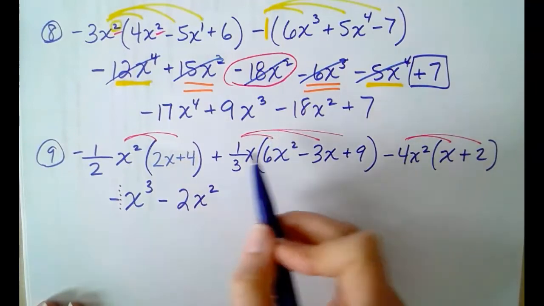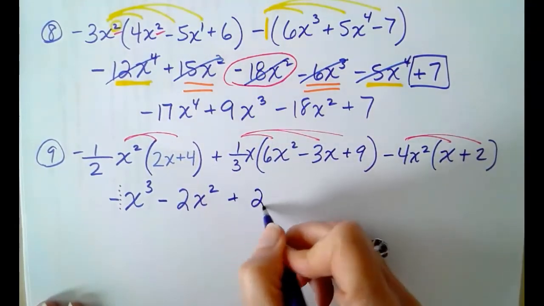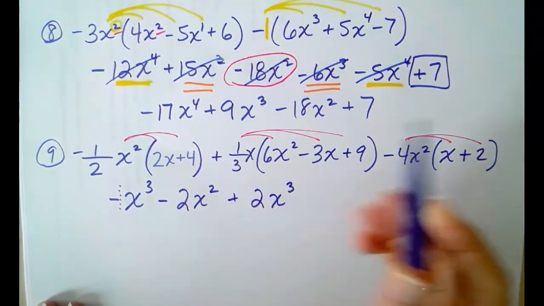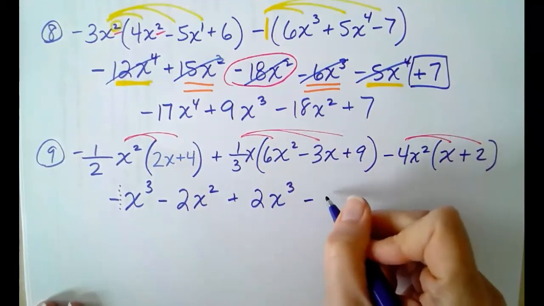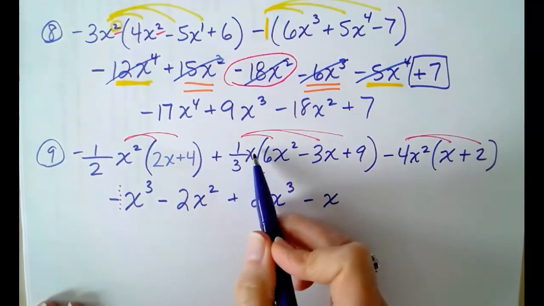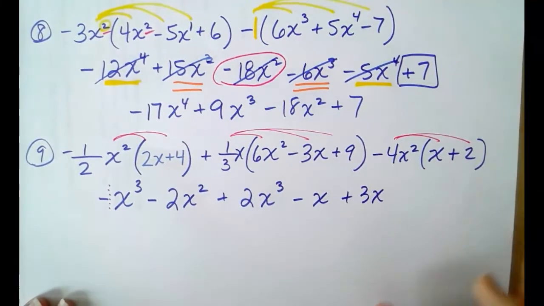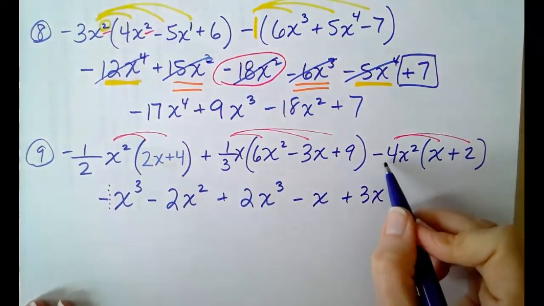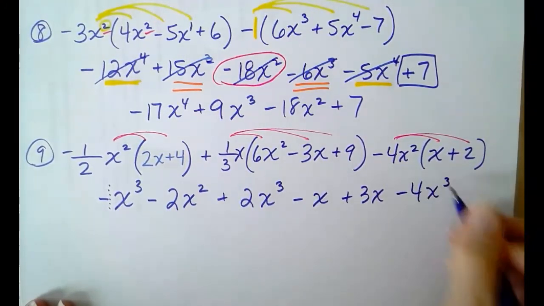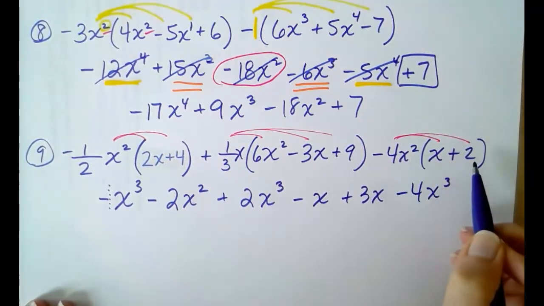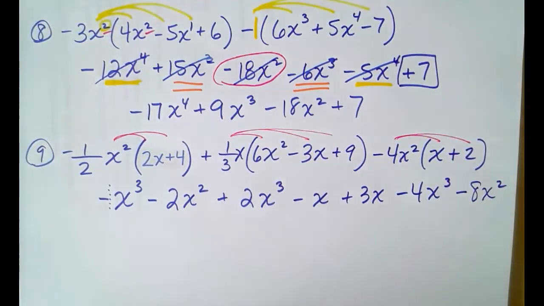Keep going. Distribute. 1/3 x times 6x squared plus 2x cubed. 1/3 x times negative 3x, negative 1x. 1/3 x times 9 plus 3x. Keep going with the negative 4x squared. Negative 4x squared times x, negative 4x cubed. Negative 4x squared times 2, negative 8x squared.